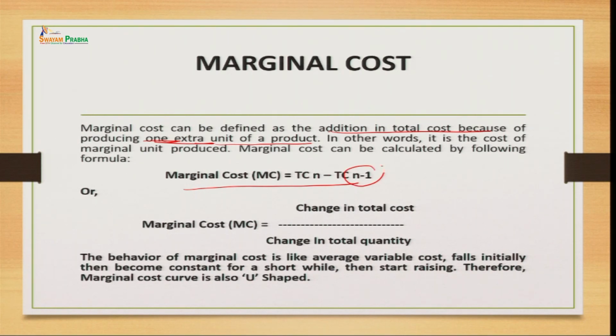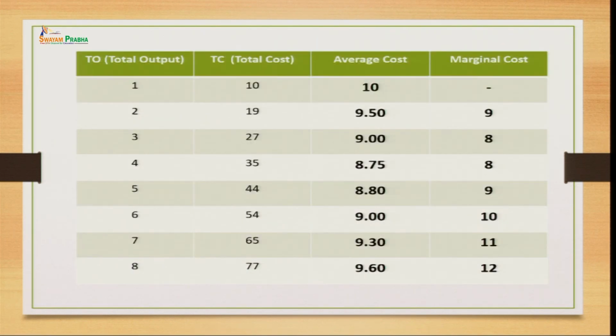N minus 1 means the one extra unit which you have produced, that you have to find out. And again there is another way where you can calculate it by finding out the change in total cost upon change in total quantity, right. And if you look further to calculate this marginal cost, you can see that it is change in total cost upon change in total output. So, in the first case the change is 10 and 19. So, the difference between them is 9, and here the total output change is 1, 9 divided by 1, 9. Then the difference of 19 and 27 is 8, 8 divided by 1, 8. So, this is how you are calculating your marginal cost.